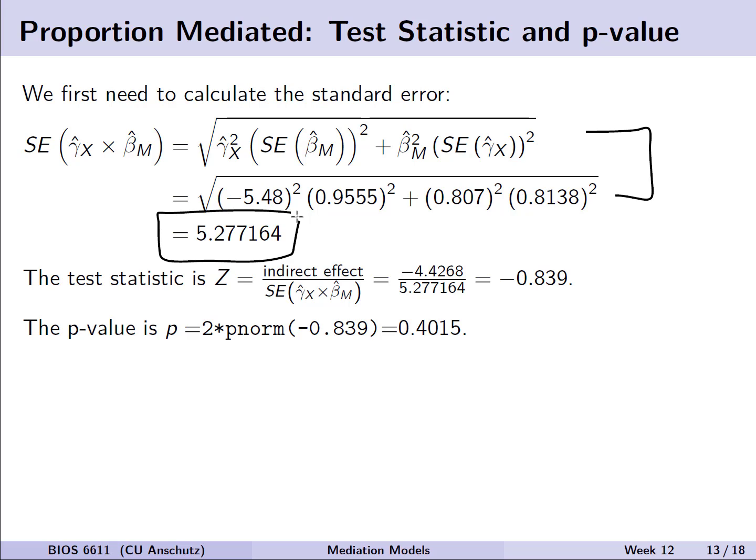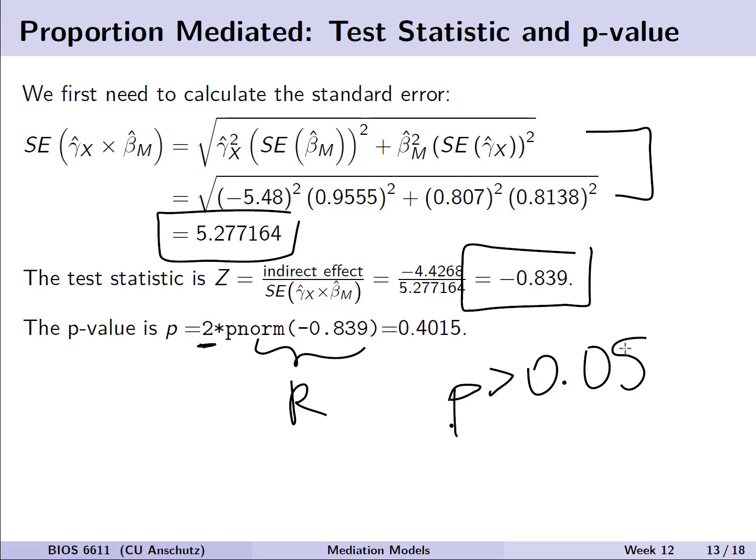Using this information, we can calculate a test statistic of z equals negative 0.839, and with that information we can calculate a two-sided p-value for the test, where p is equal to 2 times pnorm in R, to get a p-value of 0.4015. In other words, here we would say that p is greater than 0.05, so it seems like we have an insignificant, or not statistically significant, effect of the proportion mediated.